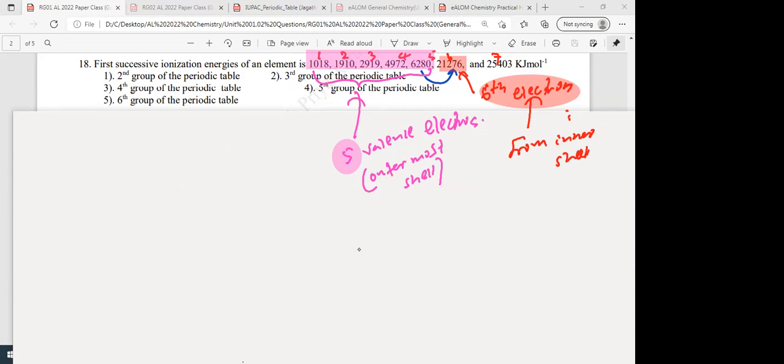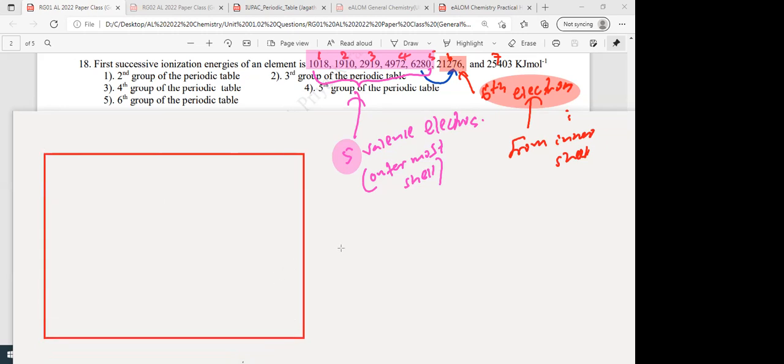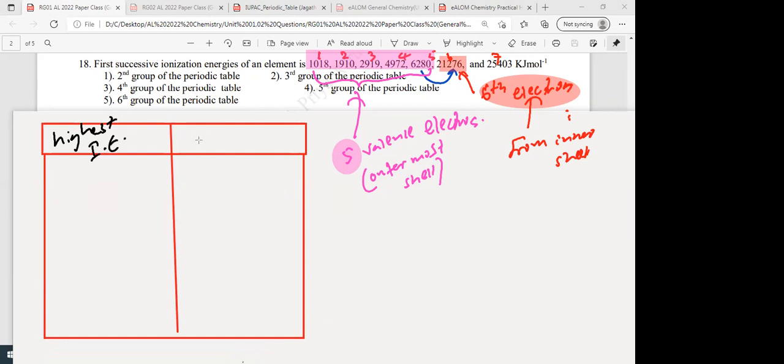I'll give a summary if you want. You can copy down this way also. So I'll give this summary. Ionization energy, highest ionization energy. A big jump, highest ionization energy. And then you can tell the group. Okay. So highest successive ionization energy gap.